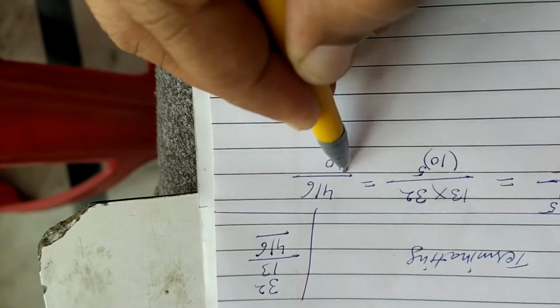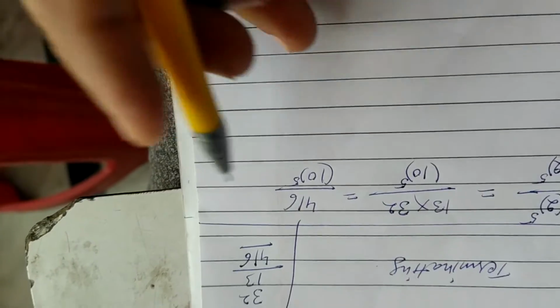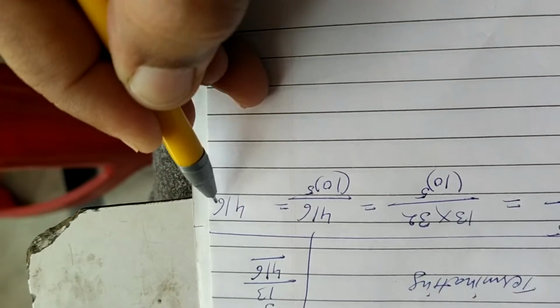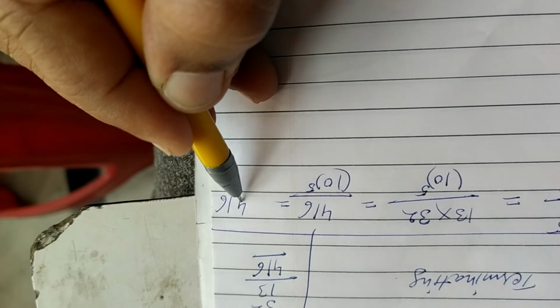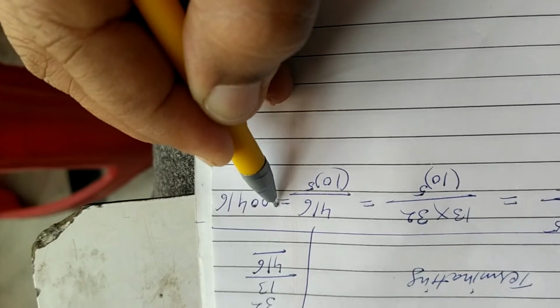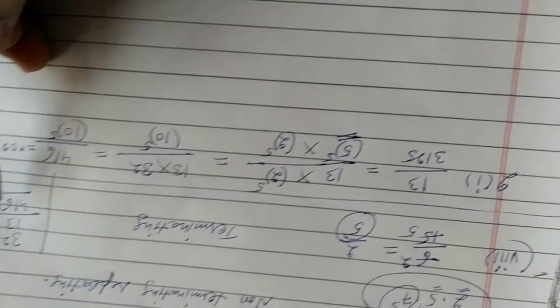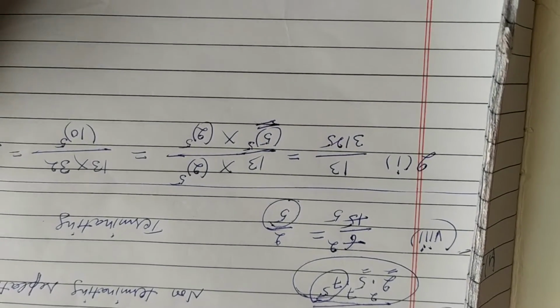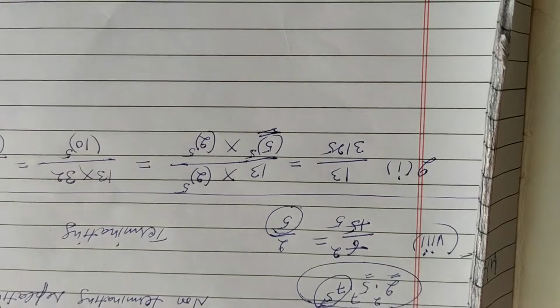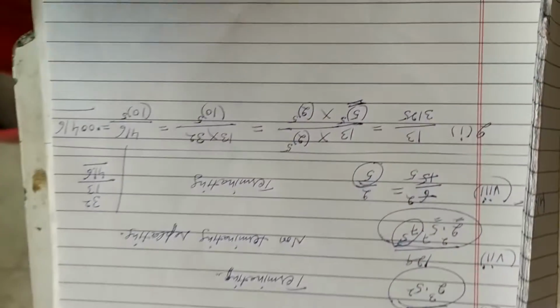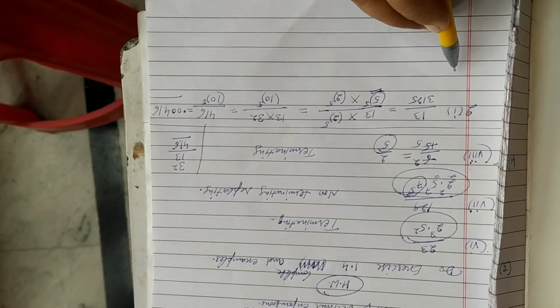416 upon 10 power 5. 10 power 5 means you just put the decimal before 5 places: 1, 2, 3, 4, 5. This is converted in this form. Is there any problem? Okay, it's complete in this formation. Let's do the second part.